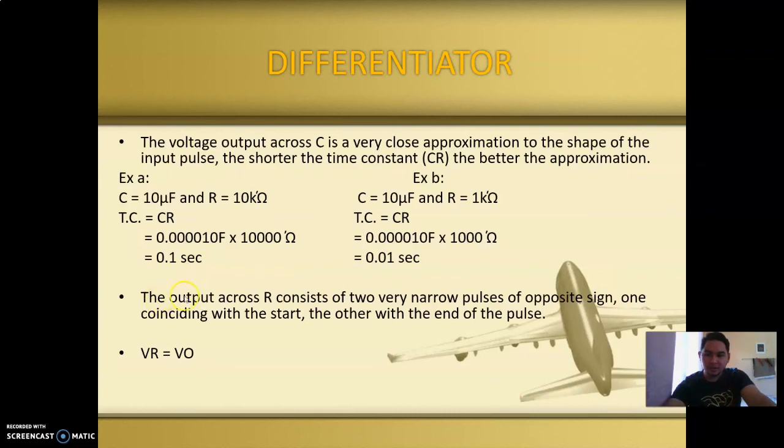So the output across R consists of two very narrow pulses of opposite sign, one coinciding with the start, the other with the end of the pulse. So this is an example of the formula: VR is equal to VO.